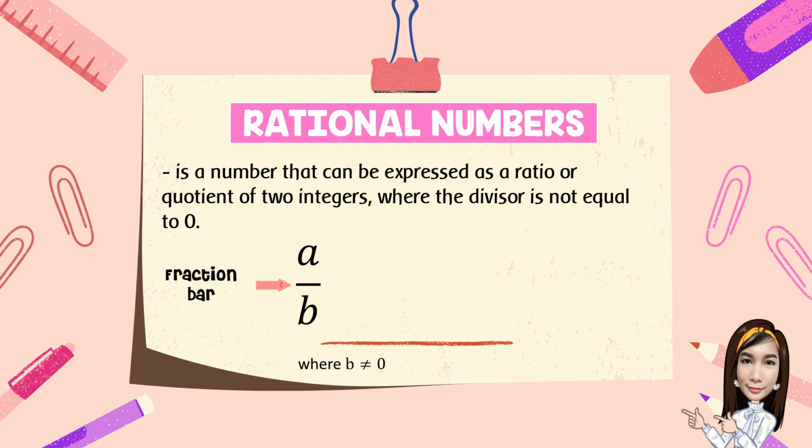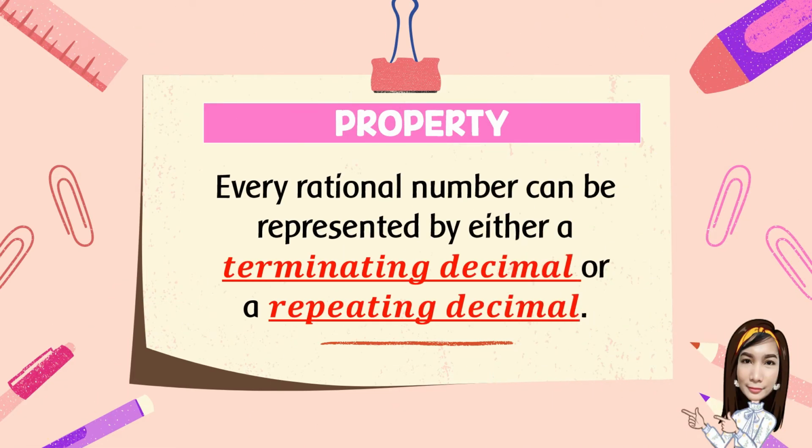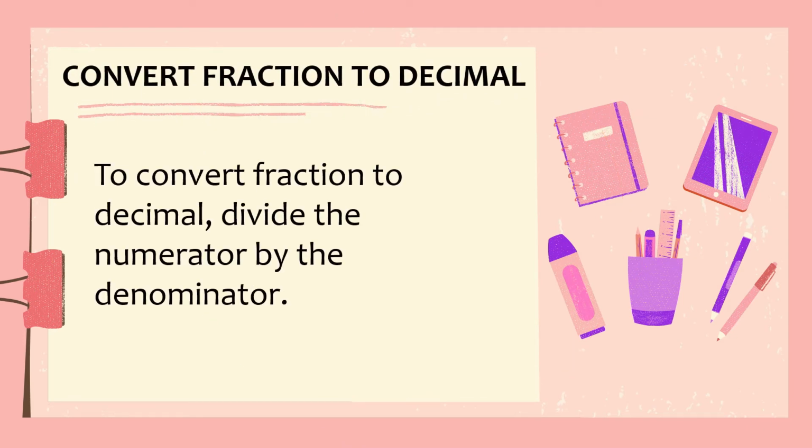The line there is what we call the fraction bar that denotes division. A is the numerator, which refers to the number above the fraction bar. And b is the denominator, which refers to the number below the fraction bar. Every rational number can be represented by either a terminating decimal or a repeating decimal. To convert a fraction to a decimal, divide the numerator by the denominator.